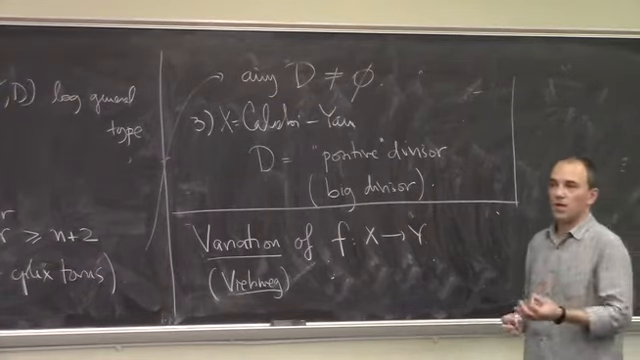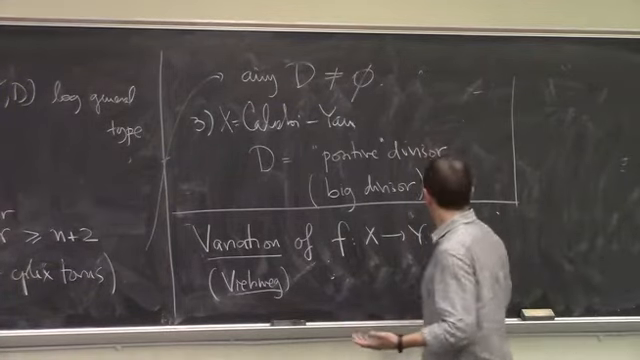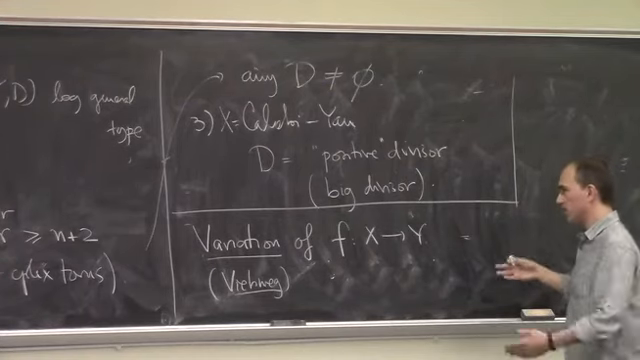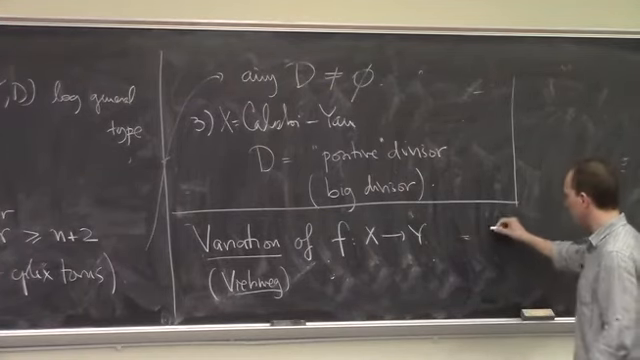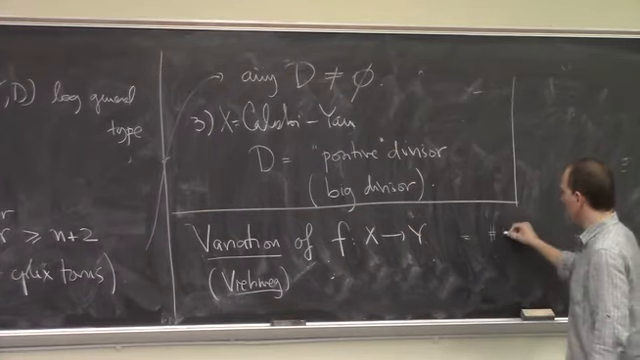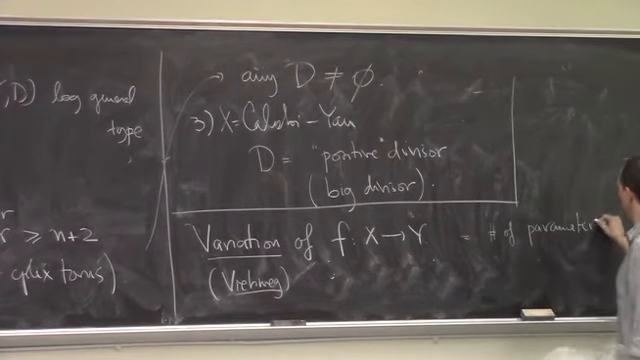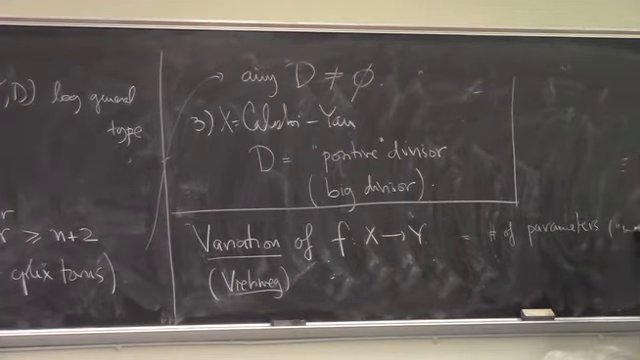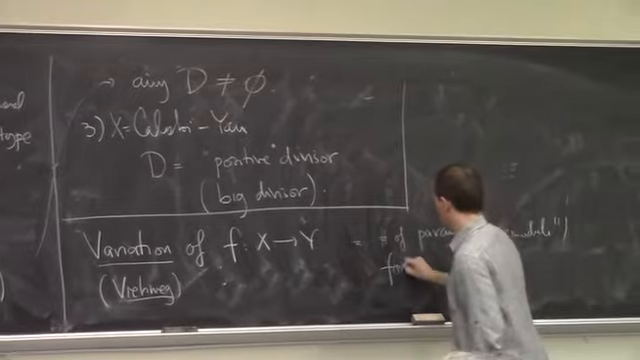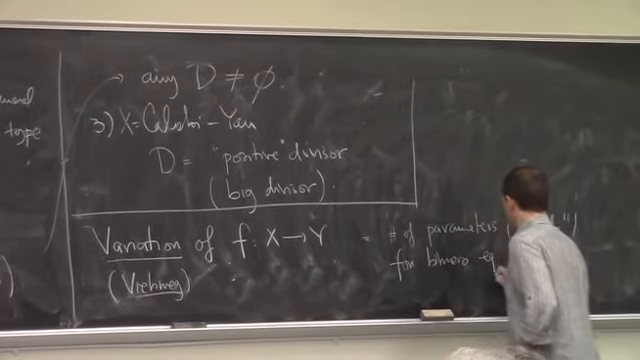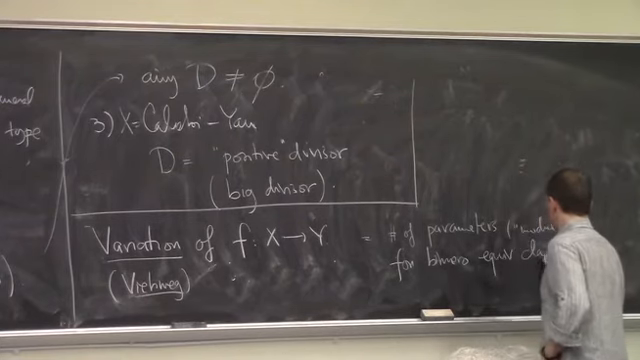First of all, I should just say, you can imagine what it means given what I said earlier about various directions. This is really the number of parameters, or moduli, if you want, for the bimeromorphic equivalence classes of fibers.